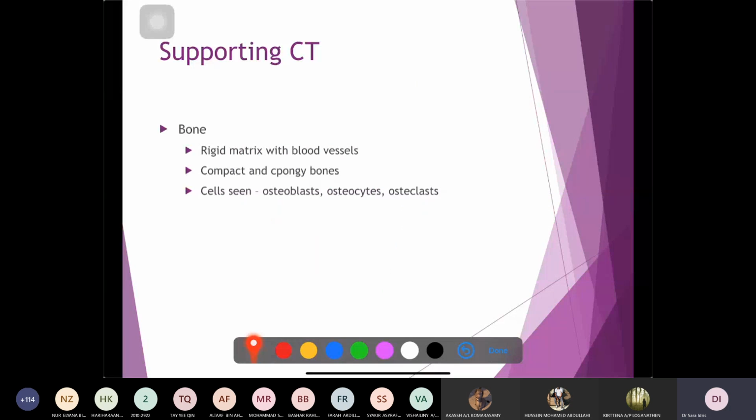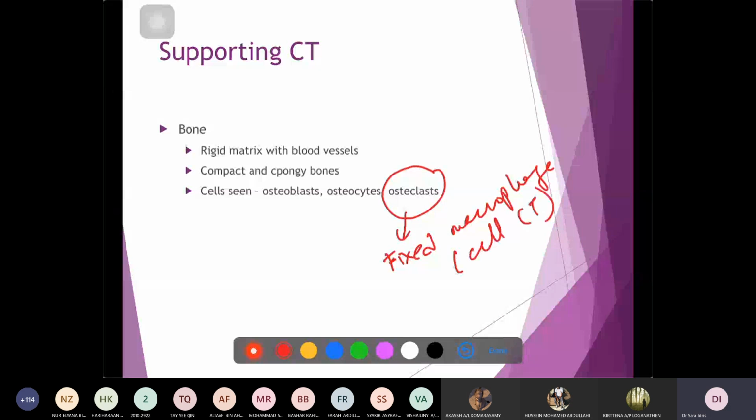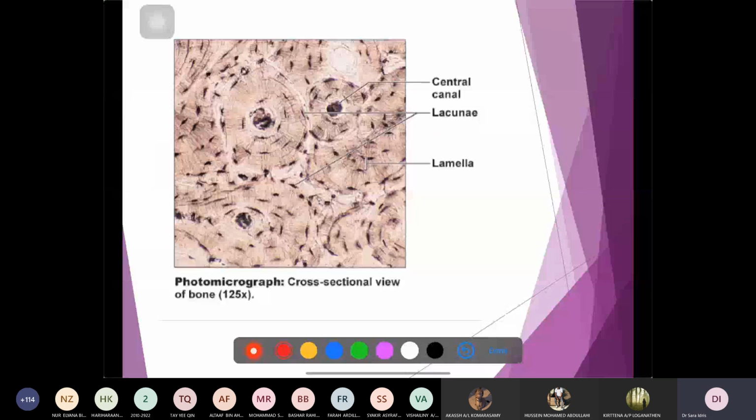And then you have bone. Bone is made up of a rigid matrix, so it's very, very hard. You have some blood vessels in it, and you can have either compact or spongy bone. The cells that you can see are osteoblasts, osteocytes, and osteoclasts. Remember, the osteoclast is a fixed type of macrophage, which is a cell of the connective tissue. That is what a cross section of a bone would look like. We will be talking about this Tuesday and Wednesday.